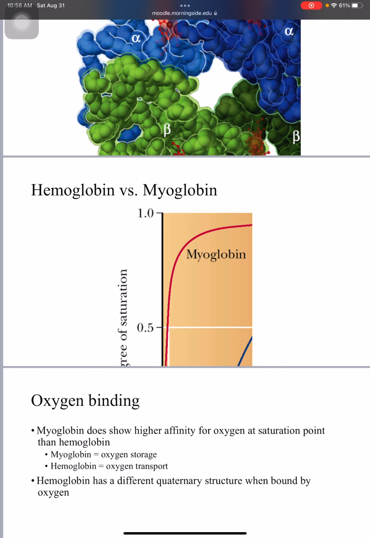Hemoglobin's sort of a slower burn. The binding capacity is a little bit lower at first, but once you finally get that first oxygen, it gets a little bit faster, gets a little bit faster, gets a little bit faster. So it has what we call a sigmoidal curve.